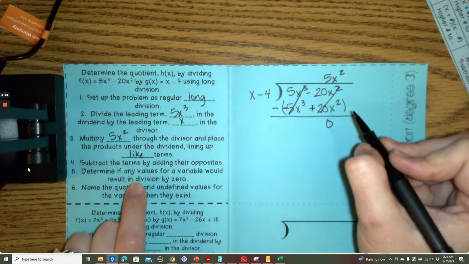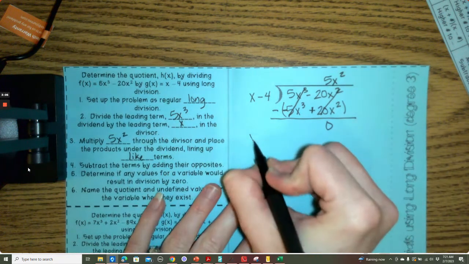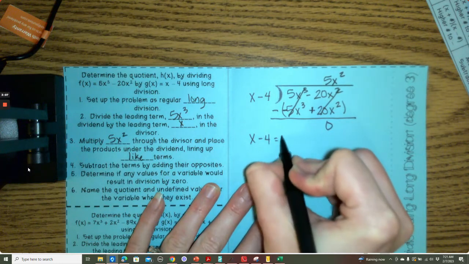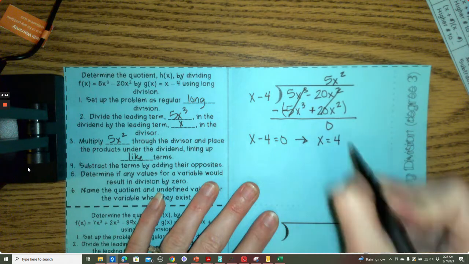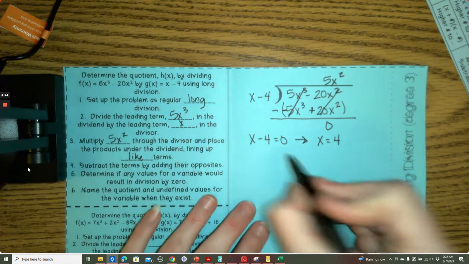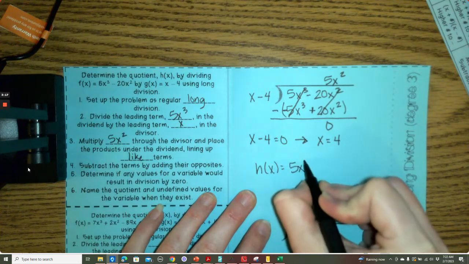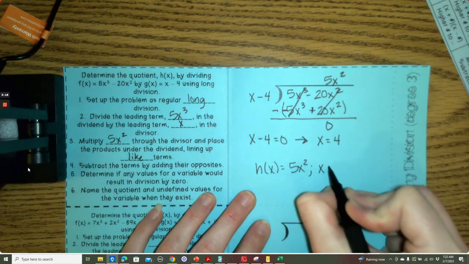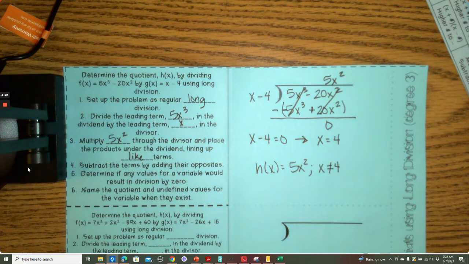Then we determine if any values for a variable would result in division by 0. So if we do x minus 4 equals 0, x would equal 4. And so my answer would be h of x equals 5x squared, where x cannot equal 4, because we cannot divide by 0.